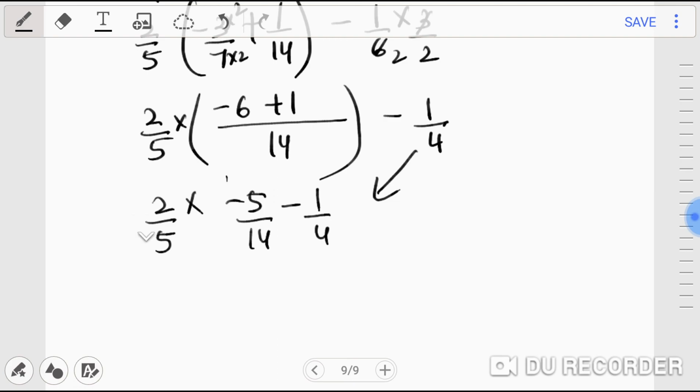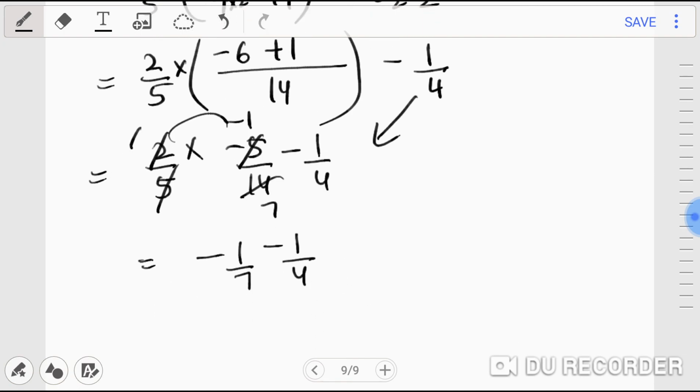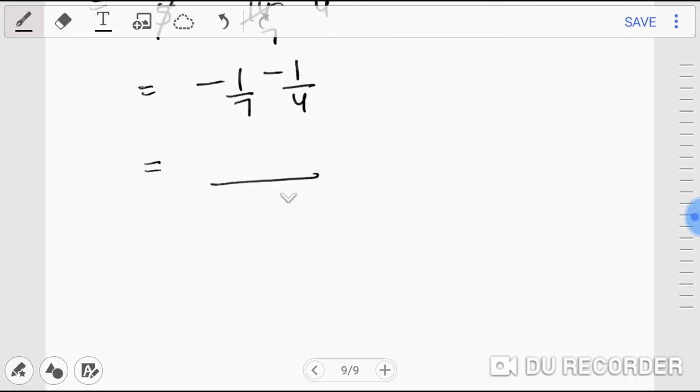You can cut this and here will be minus 1. 2 into minus 1, you can also reduce this 7. So it will be minus 1 upon 7 minus 1 upon 4. Once you get this, you have to again take the LCM, and for 7 into 4 the LCM is 28. You have to multiply here with 4 and here with 7. So it will be minus 4 minus 7.